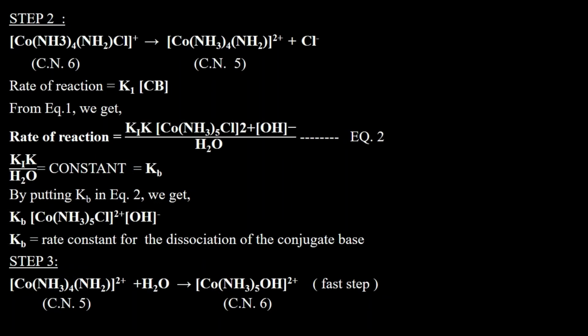In the third step, the intermediate formed above reacts with excess of solvent H2O to give the hydroxo complex. The reaction is [Co(NH3)4NH2]2+ + H2O gives [Co(NH3)5OH]2+. Here the intermediate compound has coordination number 5 and the product has coordination number 6.